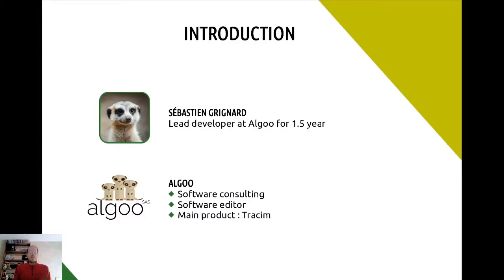I have been working in the software industry for around 20 years, mainly as a software developer and architect in several companies. I have been a supporter of free software since my student days, and nowadays I'm working for a company named Algo, whose main goal is to prosper by editing free software. Our main product is Tracim, a collaboration tool which aims to be easy to use for any kind of public.